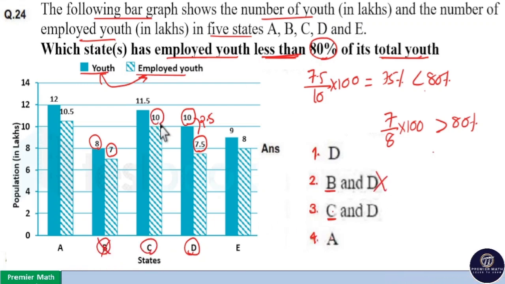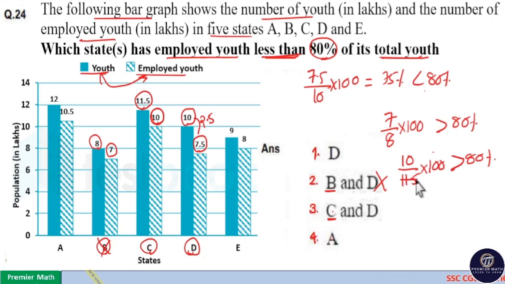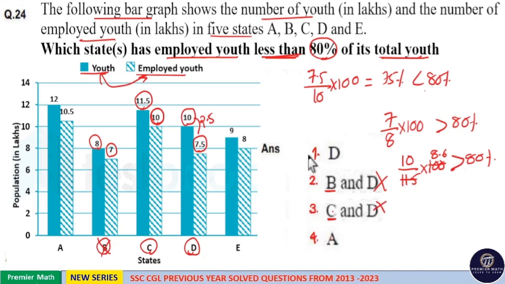C has 10 units of employed youth out of total 11.5 units of total youth. So 10 out of 11.5 into 100. This is also greater than 80% because 11.5 goes around 8 times in 100. 11 into 8 is 88, 0.5 into 8 is 4. So 88 plus 4 is 92, remaining is 8. So 80 by 11.5 is around 6. So this is also 86%. Now option 3 is eliminated. That is, option 1 is your answer.